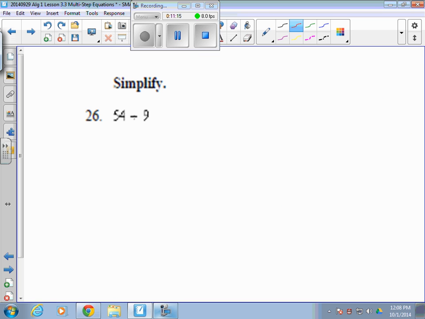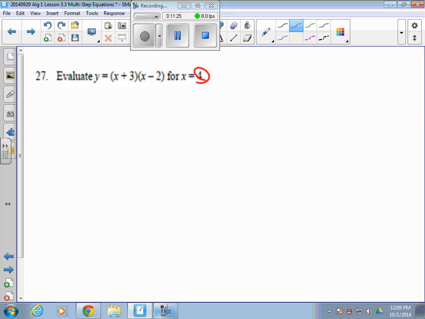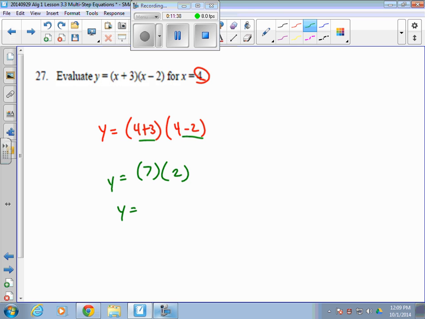26 says to simplify 54 divided by 9. 54 divided by 9 is 6. 27 says to evaluate y equals x plus 3 times x minus 2 when x's value is 4. So y equals 4 plus 3 times 4 minus 2. Do what's inside parentheses. 4 plus 3 is 7 times 4 minus 2 is 2.